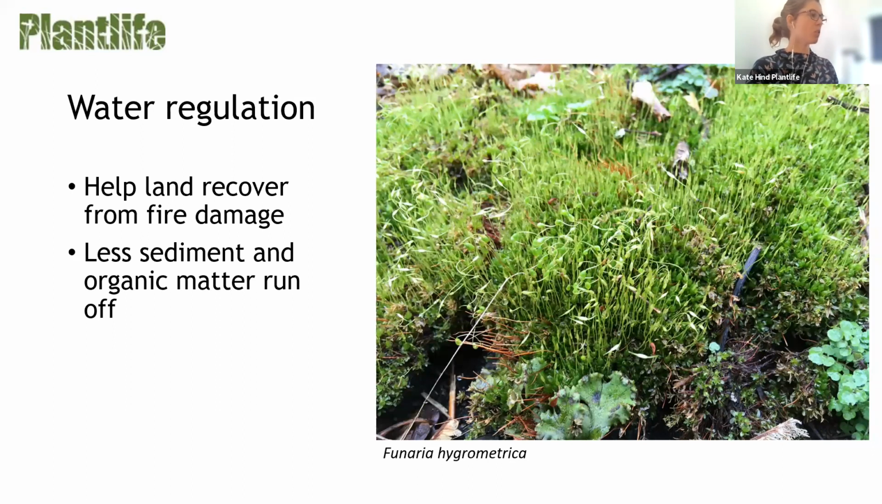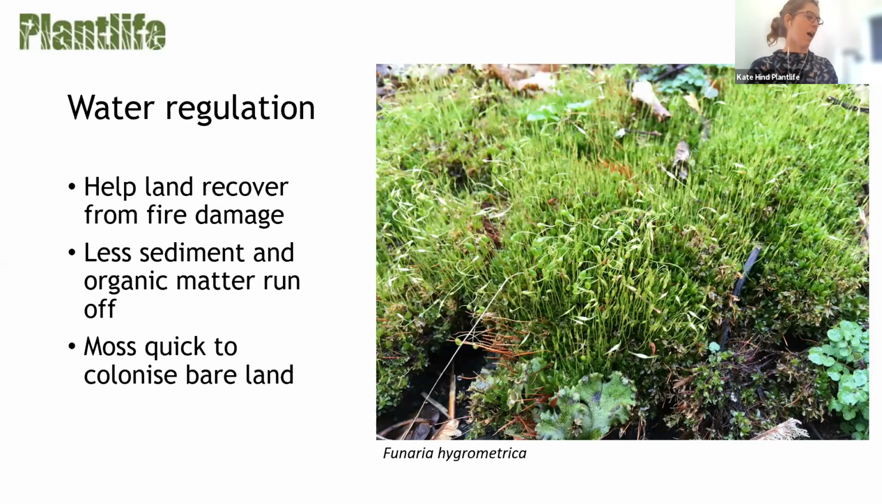So it stops a huge amount of runoff of soil and organic matter. But also the mosses are really quick to colonize the bare land. So if this is able to grow back where there's recently been a fire, it can quickly act to protect the land again from runoff. So if you have a fire in the summer, like we saw lots of fires in Greece, if they can get the mosses to grow and protect it from the winter to stop some of that runoff coming through.